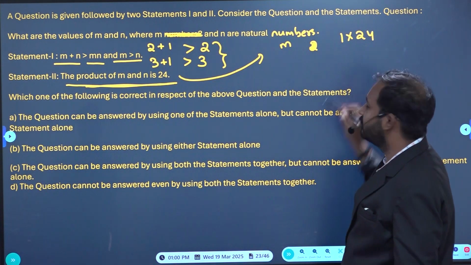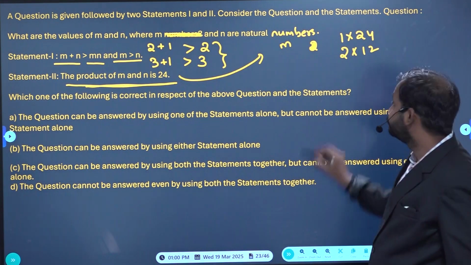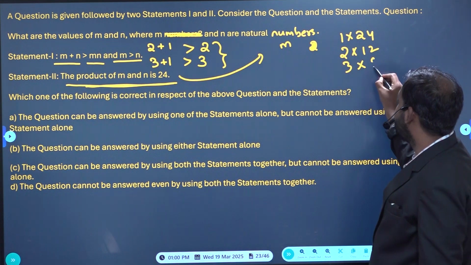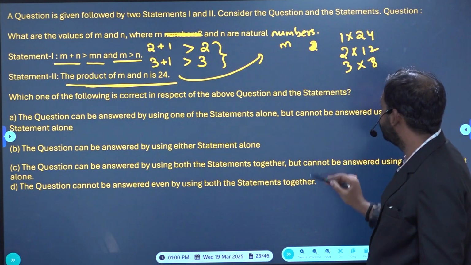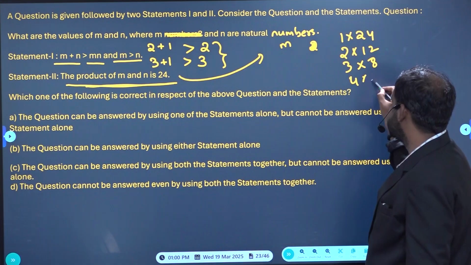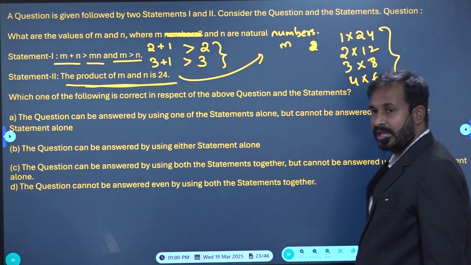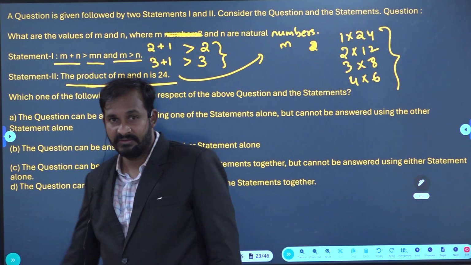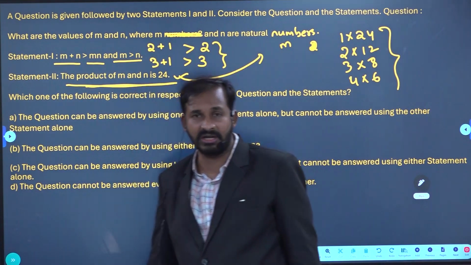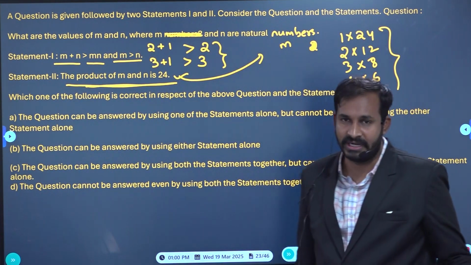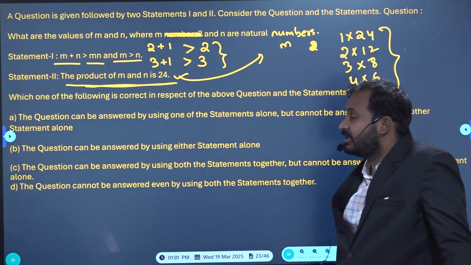1 into 24 I will get 24. 2 into 12 I get 24. 3 into 8 I get 24. Right? Or else 8 into 3 or 3 into 8, 12 into 2, whatever it is. Next 4 into 6 we will get 24. Like this we will have multiple chances for M and N. So by using statement 2 alone, I cannot tell my answer. What are the values of M and N? Now I will try to combine these two statements, my first statement and my second statement.